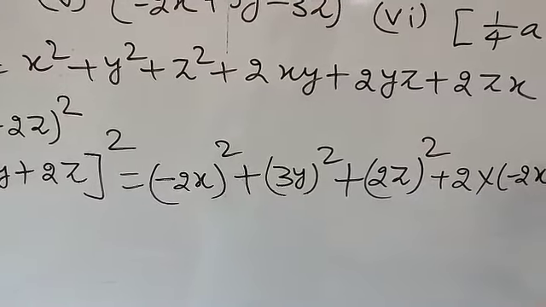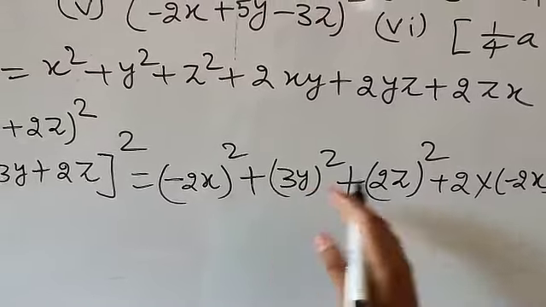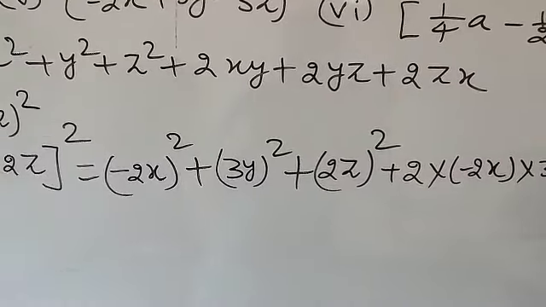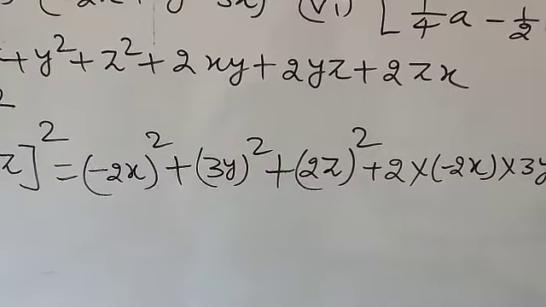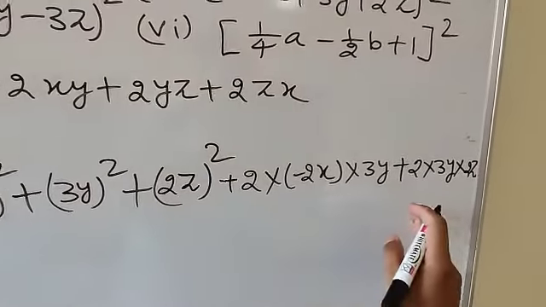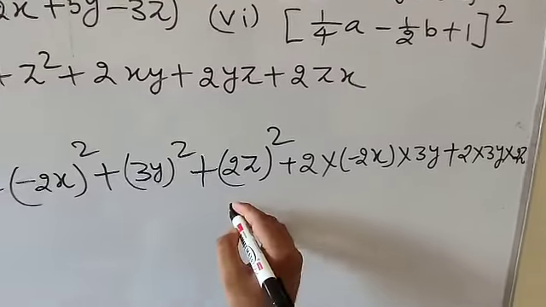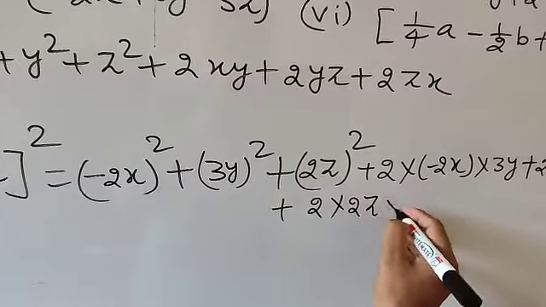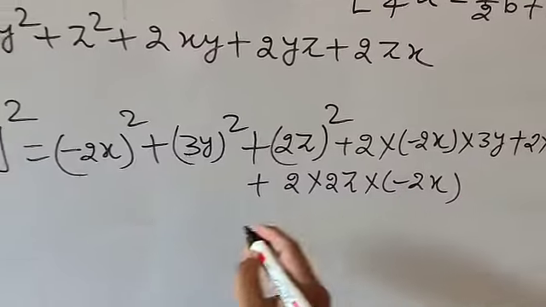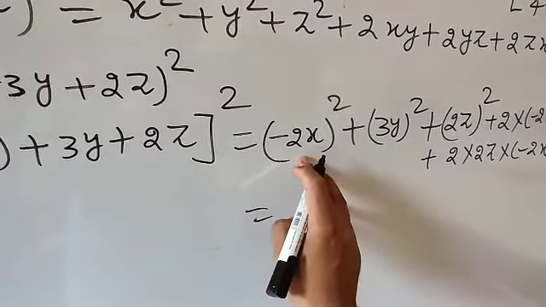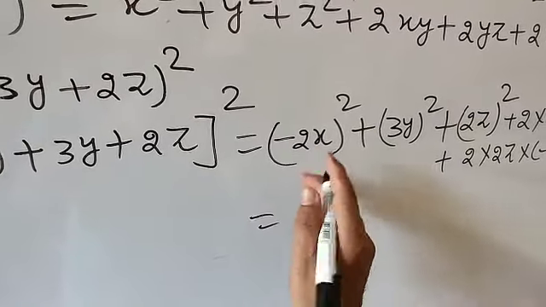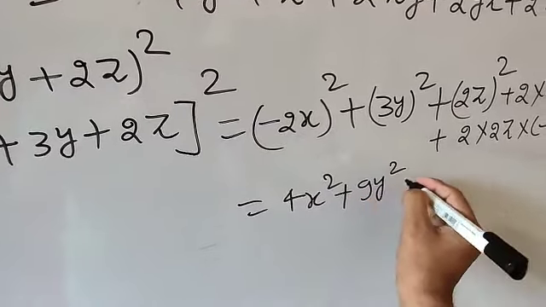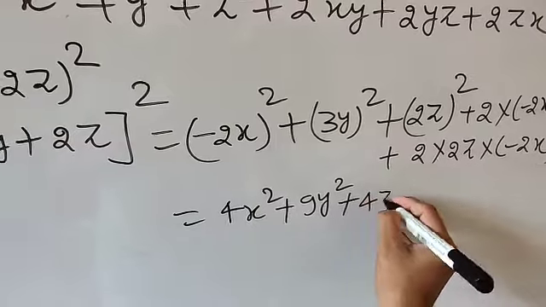So minus 2x into y, and y is 3y, plus 2yz. So plus 2 into y value is 3y into z value is 2z. So 2 into 3y into 2z plus 2zx. So plus 2 into z is 2z into x is minus 2x. So if you are going to write, the square of any negative term is positive, so minus 2x square equals 4x square, 3y square is 9y square, plus 2z square is 4z square.